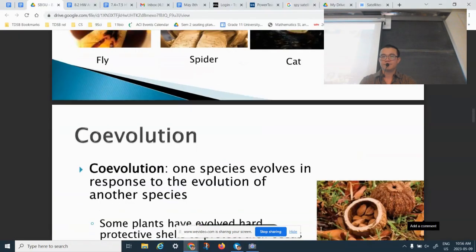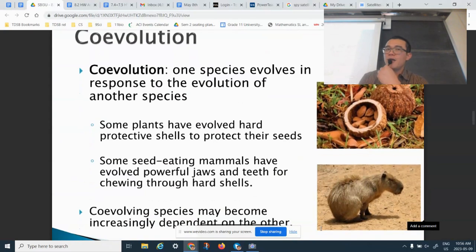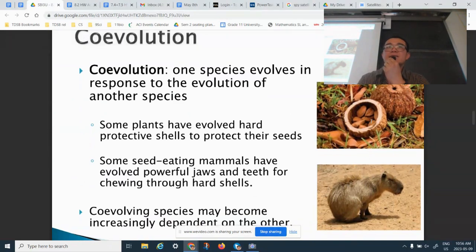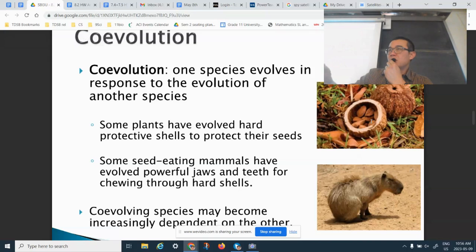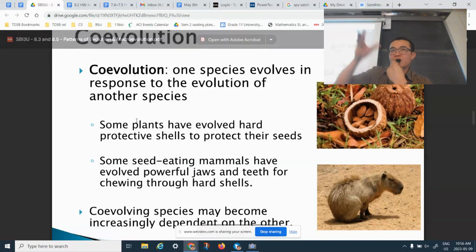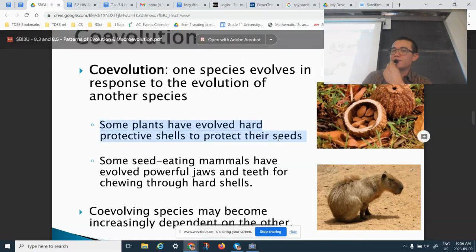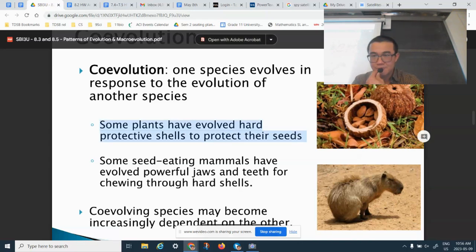So in this case, coevolution. What's the purpose for plants developing seeds? What's the main purpose for plants developing seeds? Yes. Yeah, reproduction. Plants really don't want their seeds to get eaten, right? So let's just say if there are certain animals or birds eating this particular plant's seeds, the plant really doesn't want that to happen. So some plants would develop and evolve protective shells to protect their seeds, like coconuts. Or I don't know. I don't think this is a coconut. I'm not sure what this is.